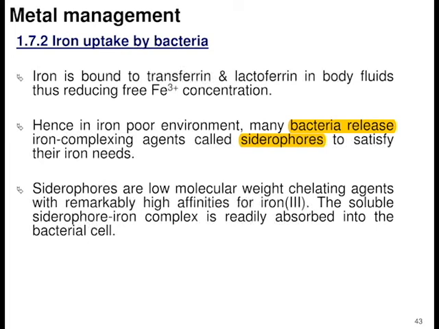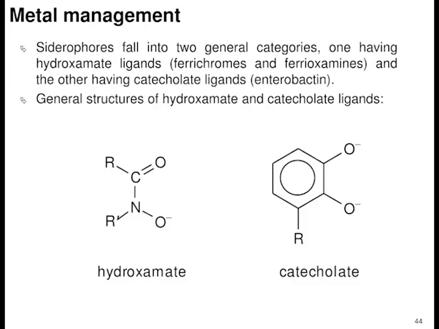They are actually iron complexing agents synthesized and released by bacteria in the bloodstream. Okay, they have low molecular weight and remarkably high affinity for iron 3. Of course, you must have a higher affinity, right? If you have low affinity, you can't compete with transferrin. You will lose out. Okay, so the soluble siderophore iron complex is then absorbed into the bacterial cell. So siderophores are actually iron complexing agents. There are 2 classes, peptide and hydroxylate. Okay, so siderophores come in the 2 forms.